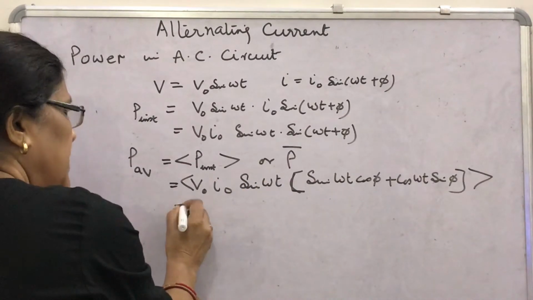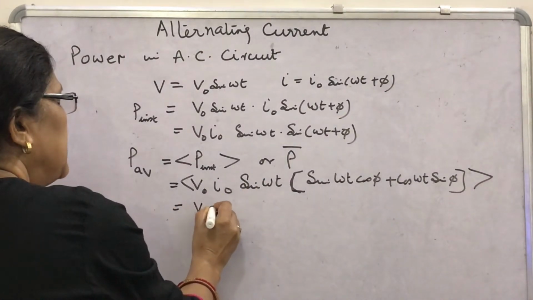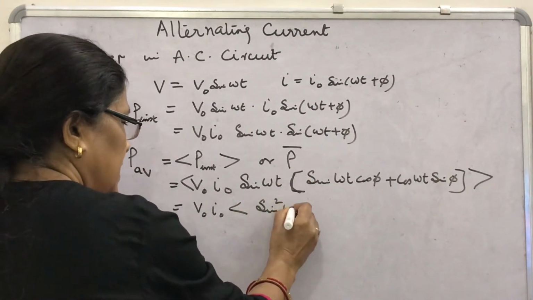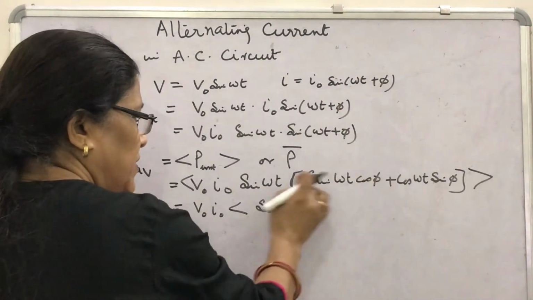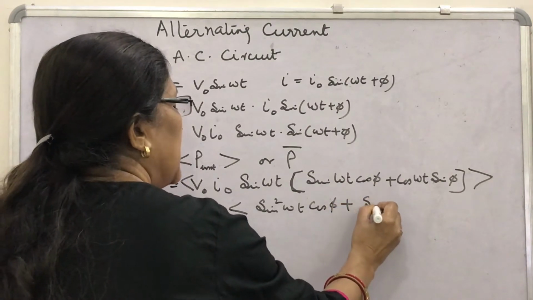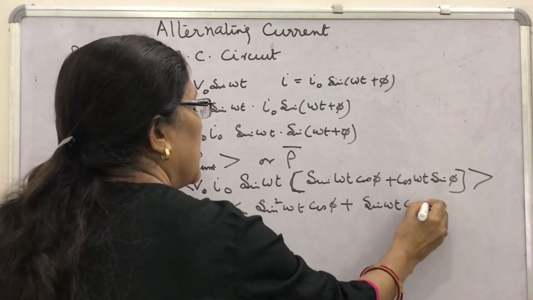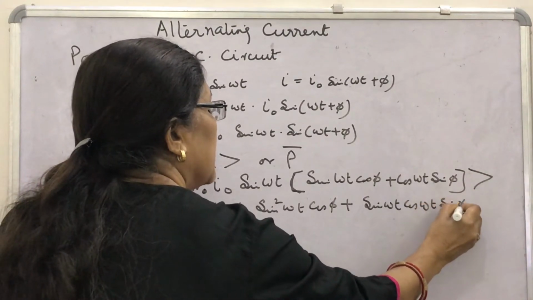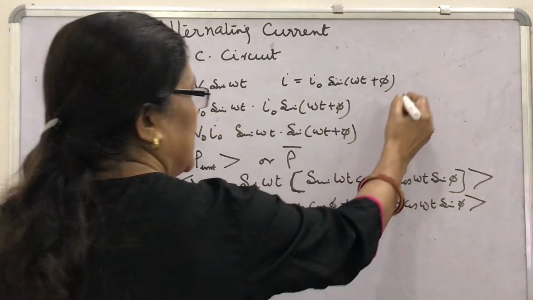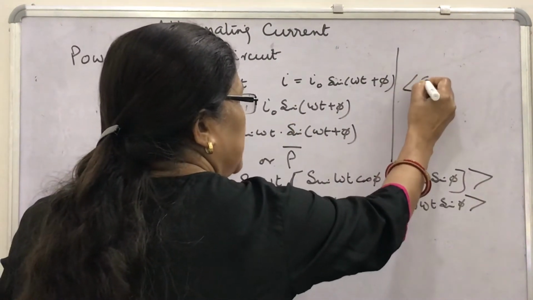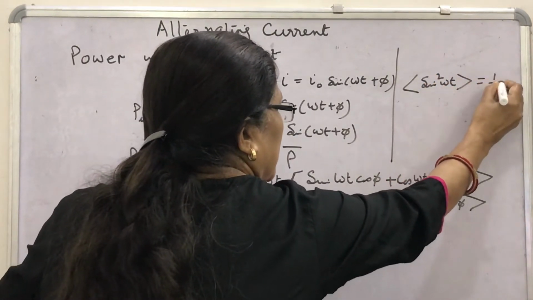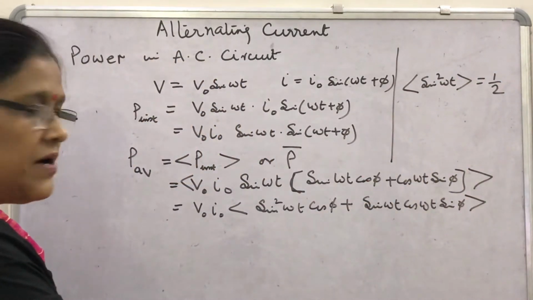Now what will you get? These are the constants you can take outside the bracket, and whatever is here, sin omega t, you bring sin square omega t here, open the bracket, cos phi plus sin omega t cos omega t sin phi. Now again you should know that average value of sin square omega t for one complete cycle is half.